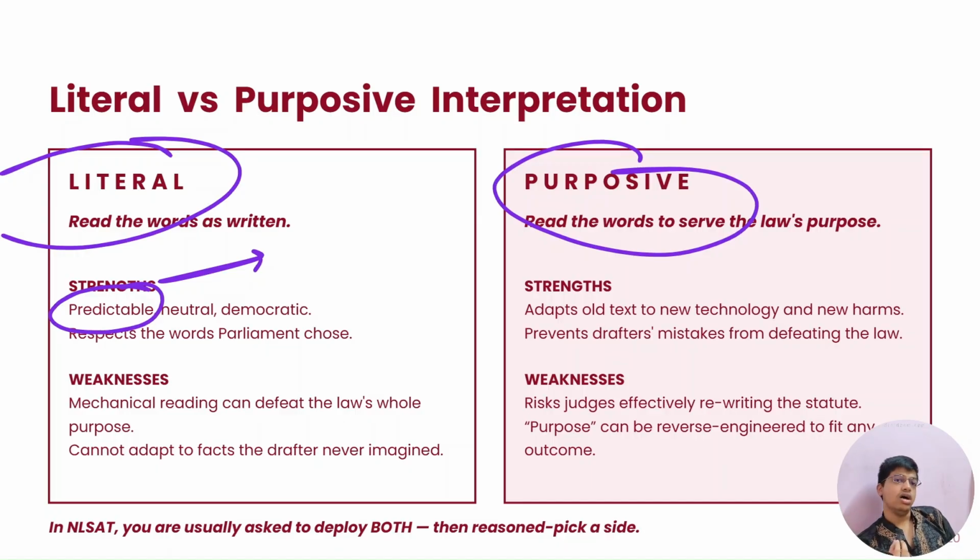Weakness again, a single line cannot suit all the different stratas of society, all the varied myriads of cases that come, and if it becomes very mechanical, it does not lead to an effectual and justified dispute resolution, right resolution. Purposive की strength वही है, one very important strength that it adapts the laws to the new technology, to the growing needs of the society. Weakness is judges effectively rewrite the statute, law is no longer predictable.